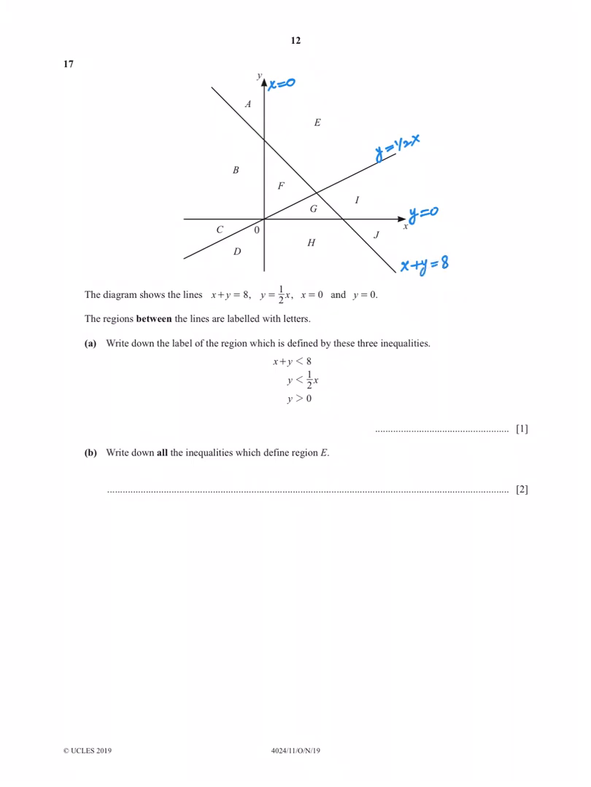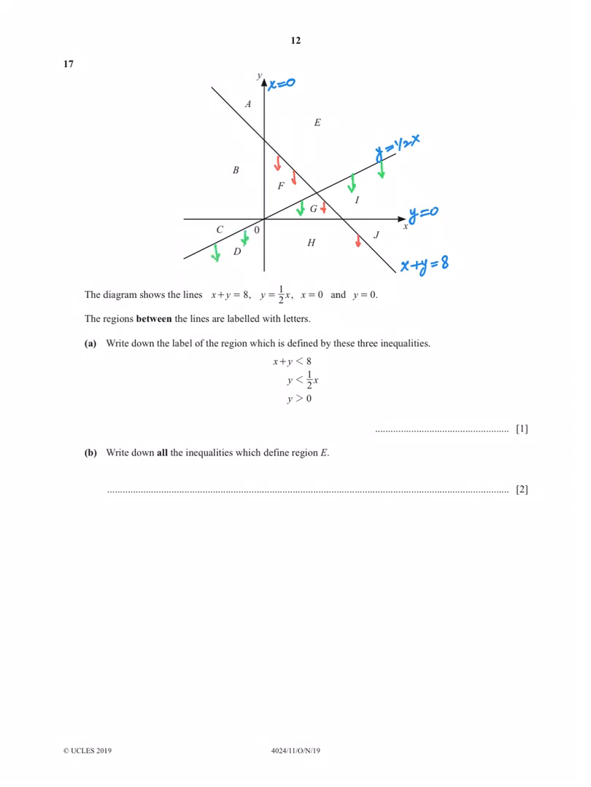It says to write down and label the region which is defined by these three inequalities. x plus y should be less than 8. So first we need to highlight those points that are below this line. I have identified the line with the red arrow. Next it says that y should be less than 1 upon 2 x. I have highlighted the points with a green marker.